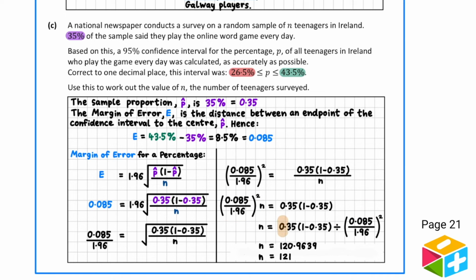If we do some calculator work to compute the right-hand side, we end up with N is equal to 120.9639. N represents the number of teenagers, and this must be a whole number. So to get our final answer, we round to the nearest whole number. N is equal to 121.